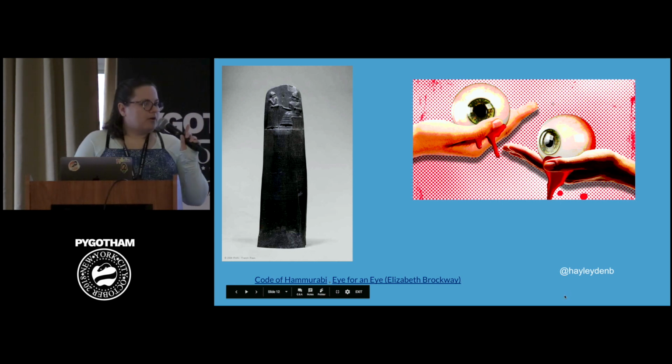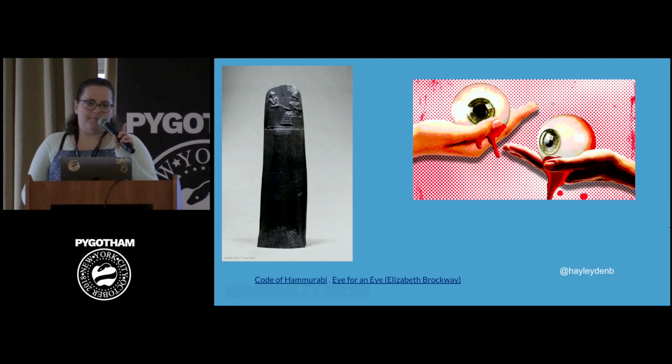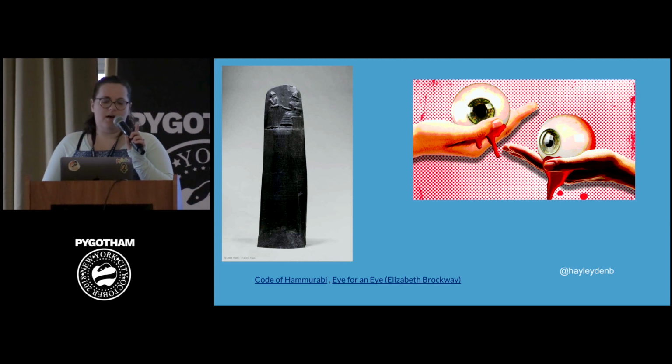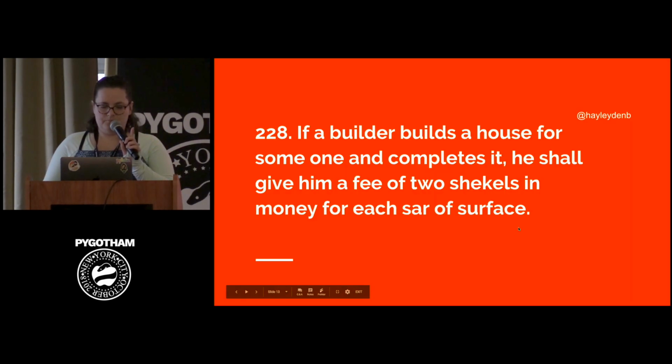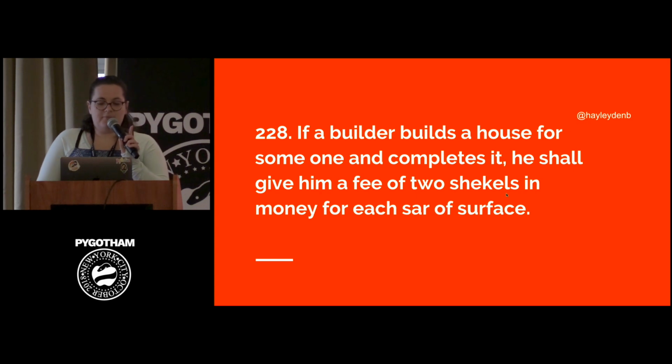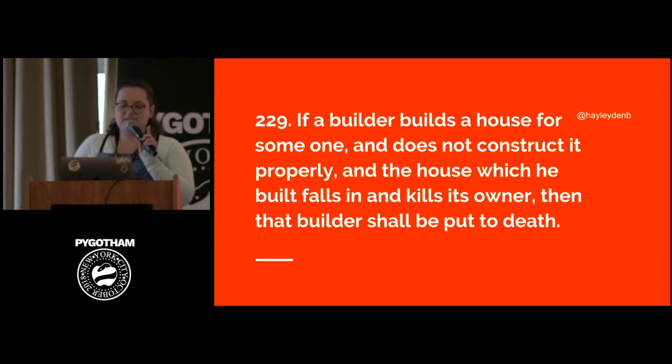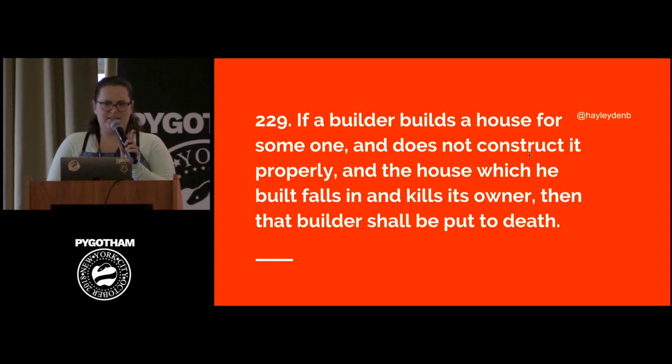And the thing about the Code of Hammurabi is that it follows a form of retribution, but you might better know the phrase an eye for an eye. Okay, and we're going to see how that played out in the code. 228. If a builder builds a house for someone and completes it, he shall give him a fee of 2 shekels in money for each sar of surface. 229. If a builder builds a house for someone and does not construct it properly, and the house which he built falls in and kills its owner, then that builder shall be put to death.